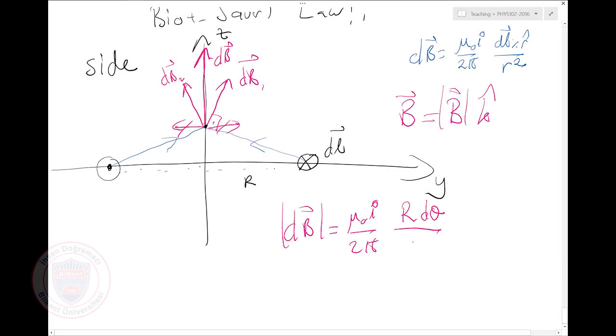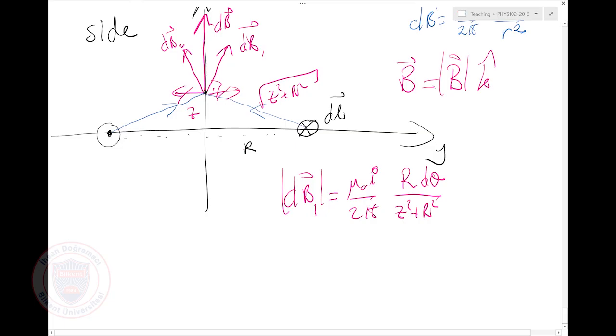Divided by, now this is R, this is Z, this length is Z square plus R square, so this is going to be Z square plus R square. But this is dB1 magnitude. The expression here is dB1 magnitude. What do I need? I need the Z component, not the full magnitude. So what's the Z component?